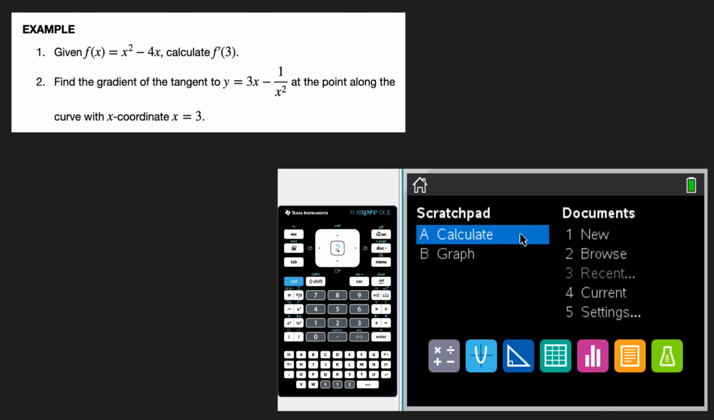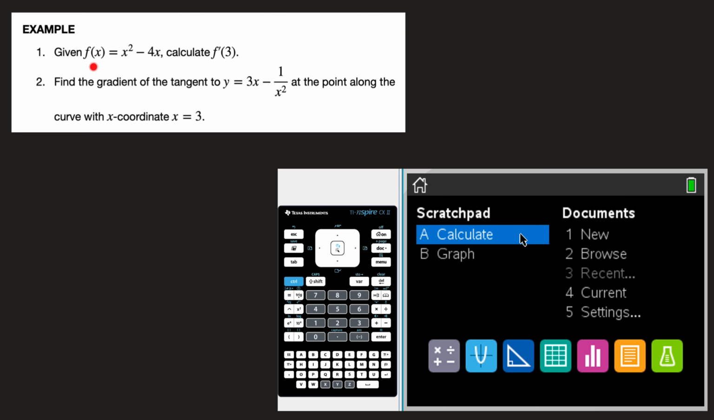In this video, we learn how to calculate a function's derivative at a given value of x using the TI-Nspire CX graphical calculator. And to do that, we'll be working through the example we see on the screen here, in which we have two quick questions to answer. The first of which is here.